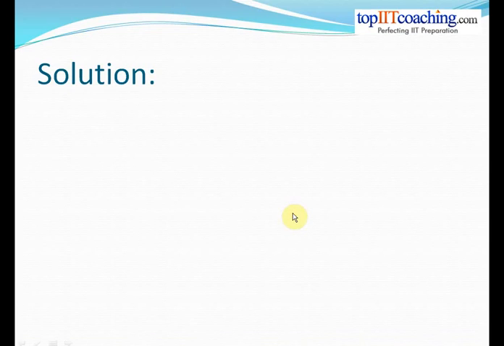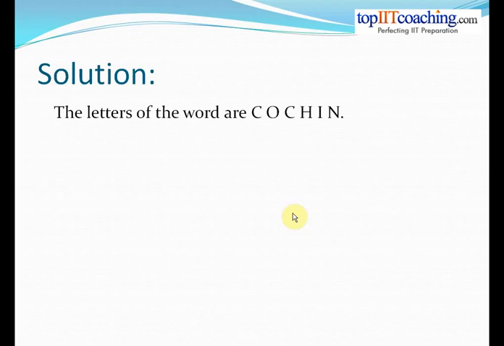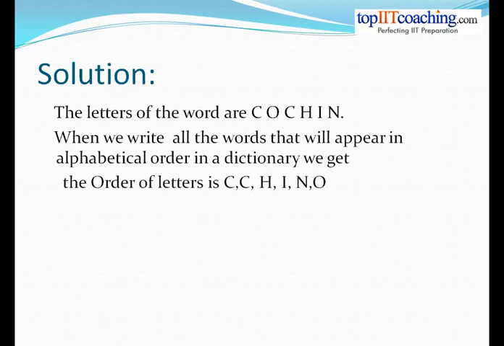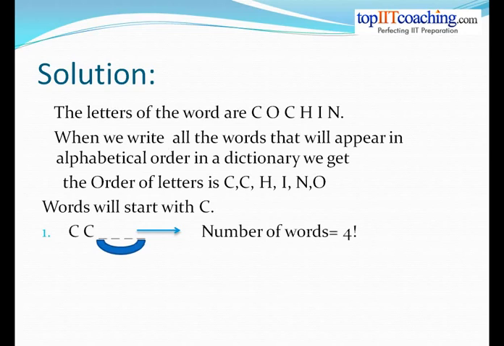So let's try to visualize it. The letters of the word are C, O, A, C, H, I, N, G. Now if we arrange all these letters in alphabetical order, the order of the letters will be A, C, G, H, I, N, O. Now when we write all the words with these letters, the words will start with C because it's the first letter. Now the second position will be filled by A, and the remaining places will be filled by the remaining letters.